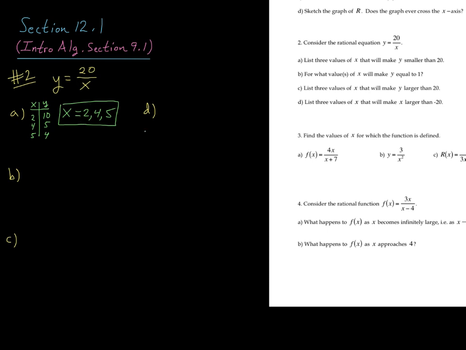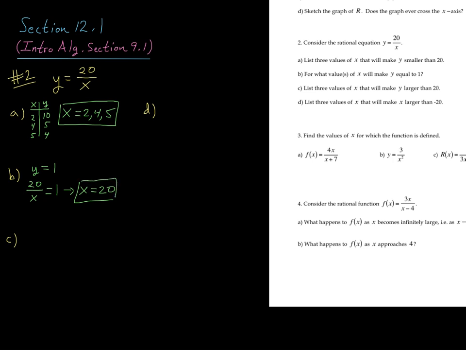Again, I just chose those because it's a nice whole number, but yeah, these will do the job. And now for B, it says for what values of x will make y equal to 1? Well, for that, if y was equal to 1, this is saying the same thing as 20 divided by x is equal to 1. So 20 divided by what is going to give me 1? Well, 20 divided by itself. So in other words, we're saying here x would have to equal 20 itself.